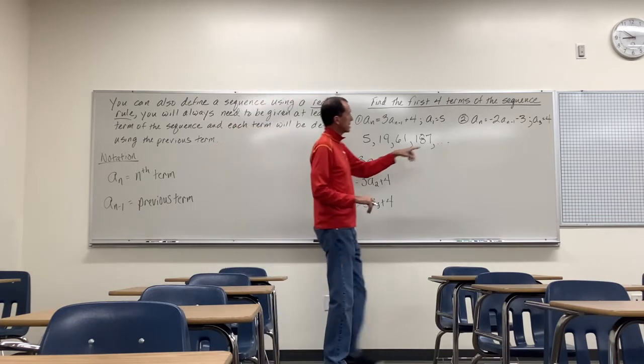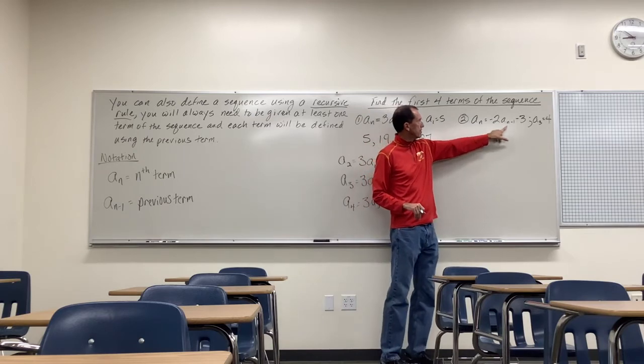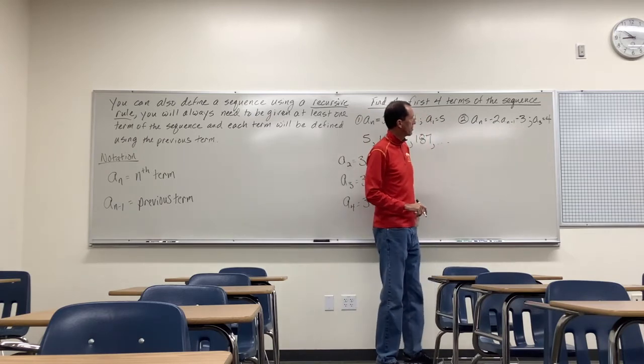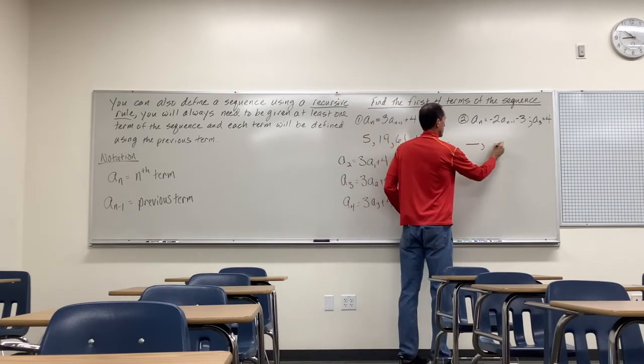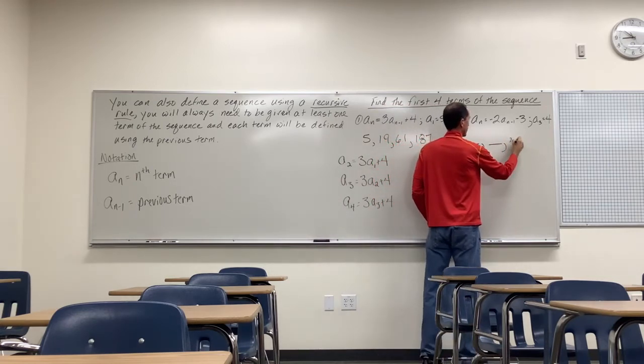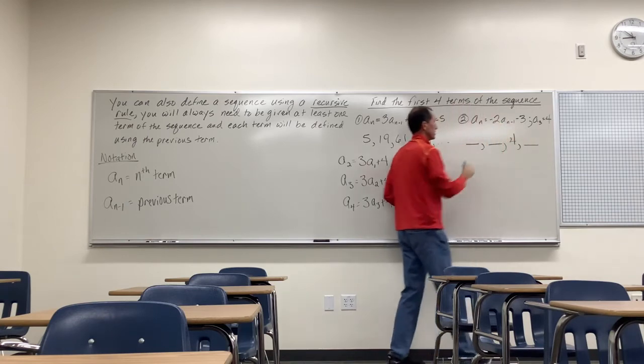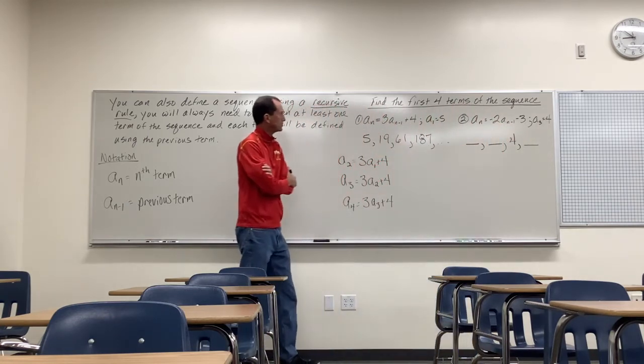Here we got one where it says the nth term is negative 2 times the previous term minus 3, and they give us the third term. Ooh. All right, so we don't know the first term, we don't know the second term, but we know the third term is 4, and obviously in either of these directions we have to find the fourth term.